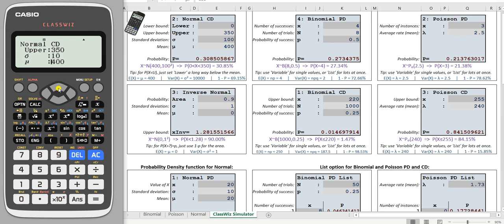And if you make a mistake, you can always go back. So if the number doesn't look sensible, you can go back and double check that what you've put in makes sense. And we get a probability of 0.308 something.